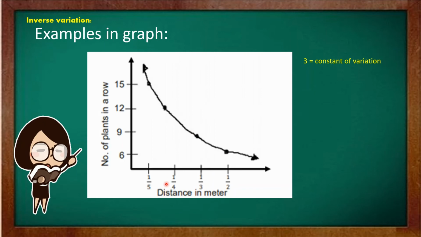Because 1/5 of 15 is 3, 1/4 of 12 is also 3, 1/3 of 9 is 3, and 1/2 of 6 is 3. Our constant of variation is 3. So P is equal to K over D, and our equation of variation is P is equal to 3 over D.